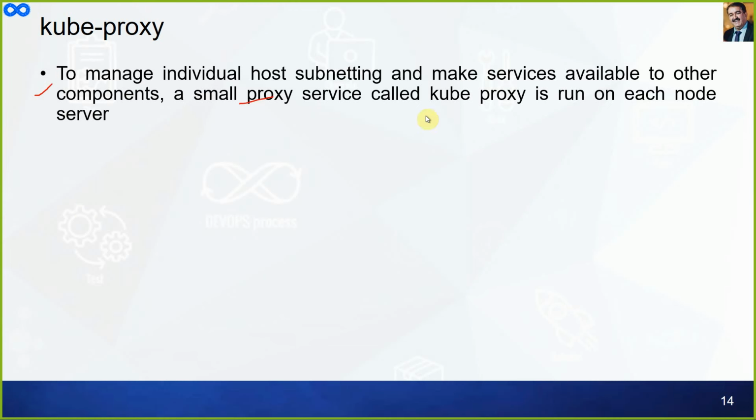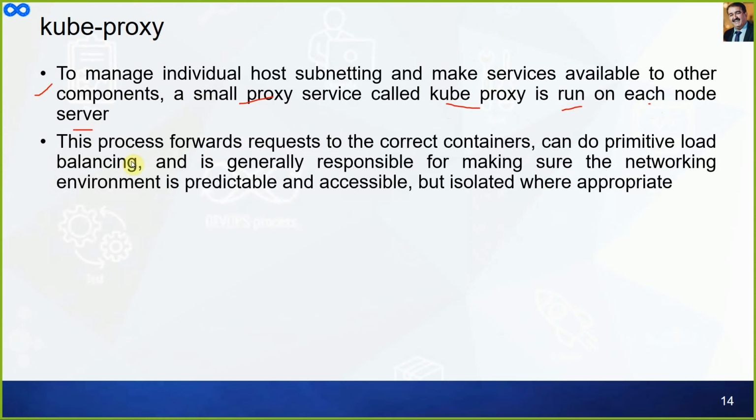A small proxy service called kube-proxy is run on each node server. This process forwards the request to correct containers. It can also do primitive load balancing and is generally responsible for making sure that networking environment is predictable and accessible but isolated where appropriate.